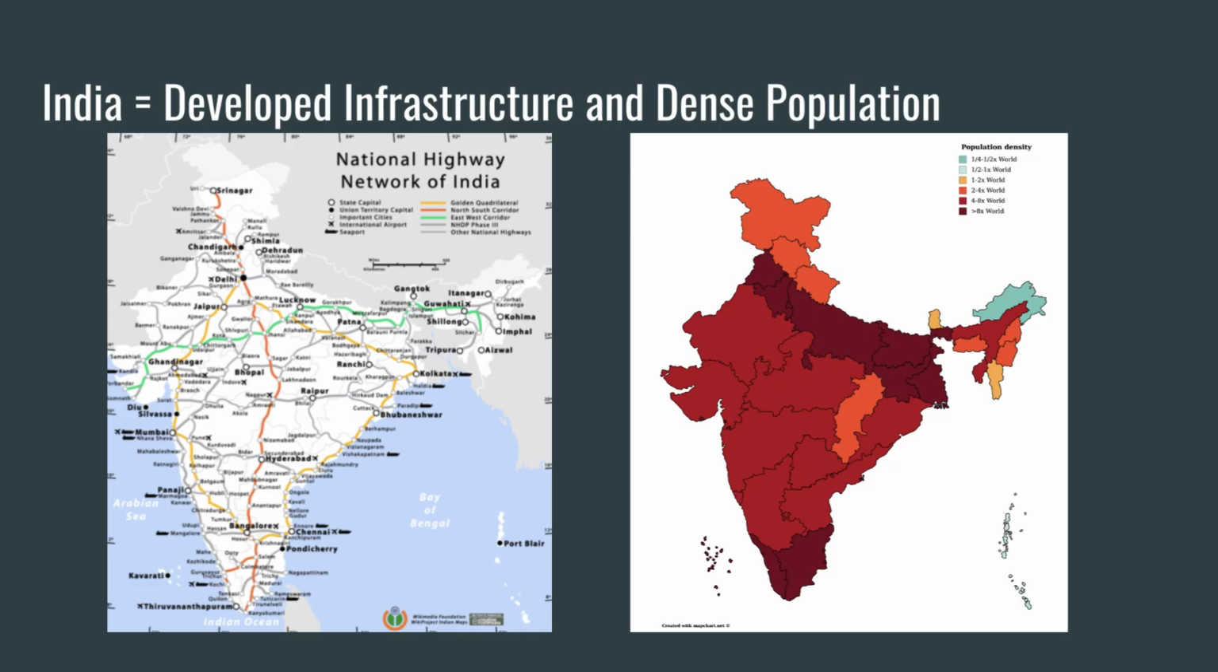When we review India's infrastructure, we see that it's quite developed along with, as noted before, the high population density. So this strong developed infrastructure is comprised of a national highway network and developed seaports. And this high population density that is consistently higher than the rest of the world offers great opportunities both for manufacturing as well as marketing.